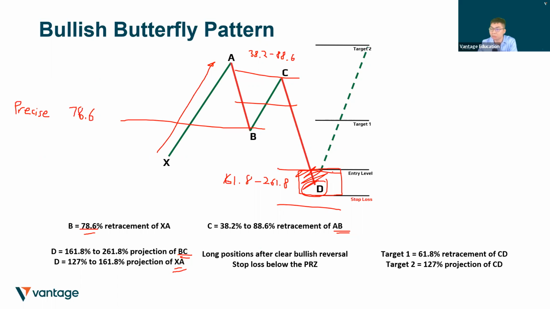So I'll just draw it out. Okay, I think I highlighted the D out. So let me get the eraser. So yeah, this area is the PRZ zone reversal.